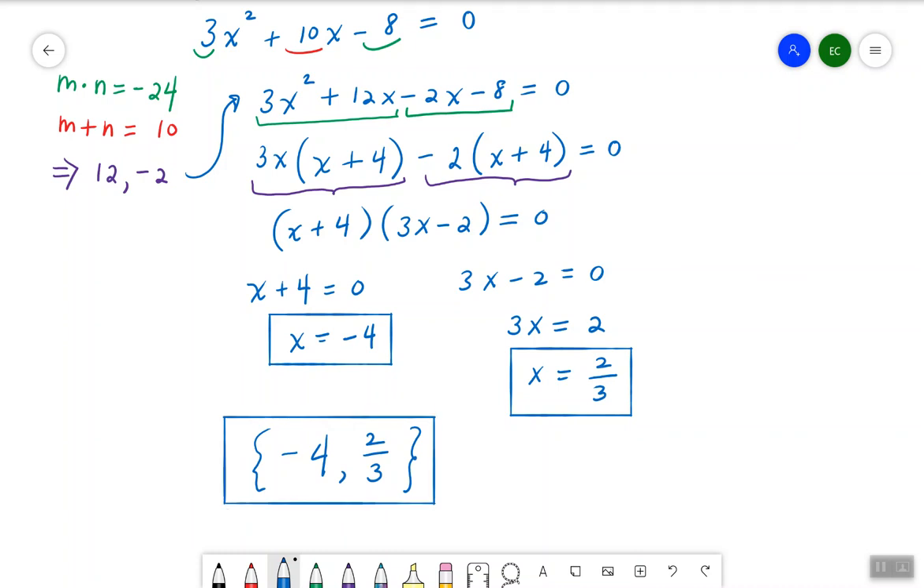Okay, we'll pick up with the quadratic formula in the next example, in the next video.